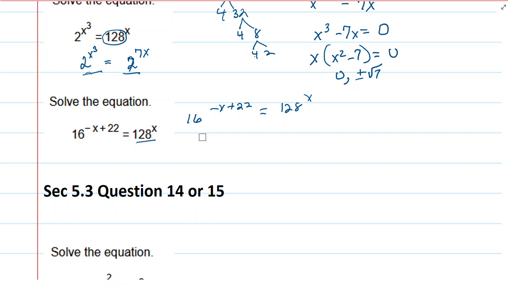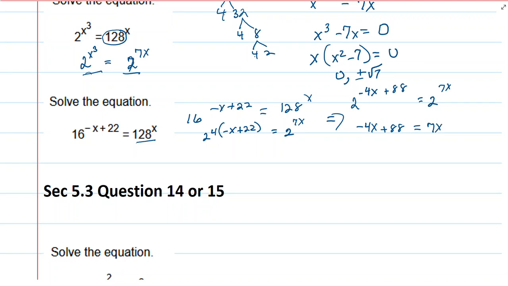2 to the negative 4x plus 88 equals 2 to the 7x. We're going to put in the negative 4x plus the 88. Bases are alike, so the exponents must be equal. This works because we don't have that negative to make it flip out.